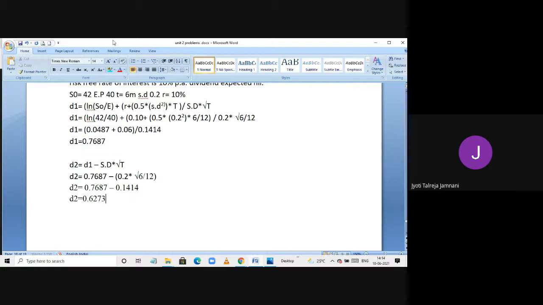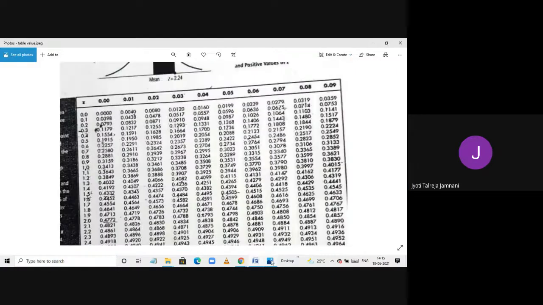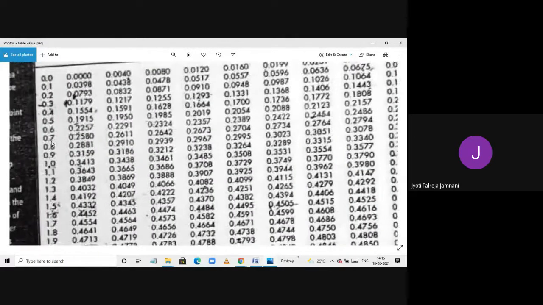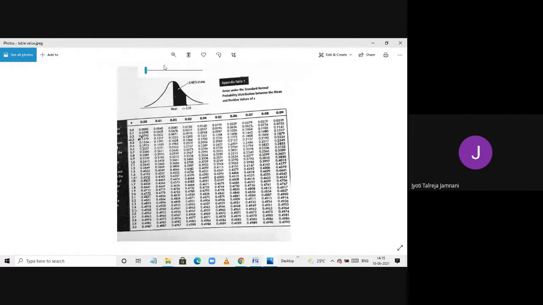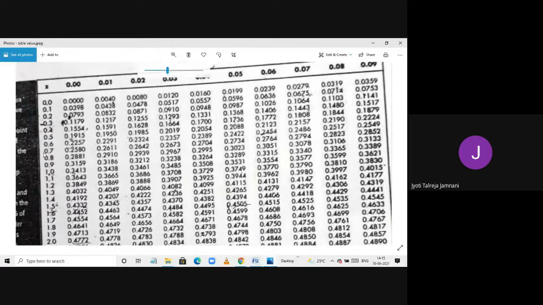So now we have D1 and D2 values. We can find ND1 and ND2. So this only the first two digits. I'm highlighting it in yellow. 0.76 is important. And here 0.62 is important because the table will give you the answers for only first two digits. So 0.76, if I go to the table, it is 0.7 I have to search. So 0.7 is here and I have to go up to 6. So I get 0.2764. Again I'm showing you, 0.7 is here. I have to go up till 0.06. 0.2764 is what we are getting.